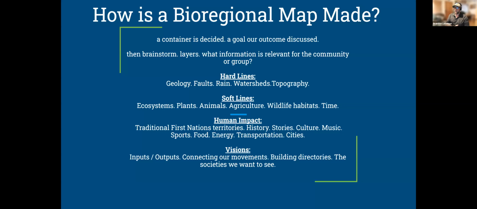So within that, how is a bioregional map made? Firstly, a container is decided and a goal or outcome is discussed. You brainstorm, you bring in the community, the people that you want to be working with, and you figure out what layers you want to map. And then you start with the hard lines, the geology, the faults, the rain, the watersheds, the topography. You go up to the soft lines, the ecosystems, plants, animals, agriculture, wildlife.